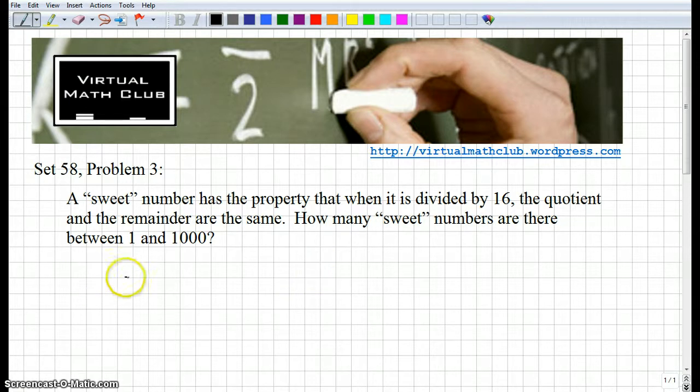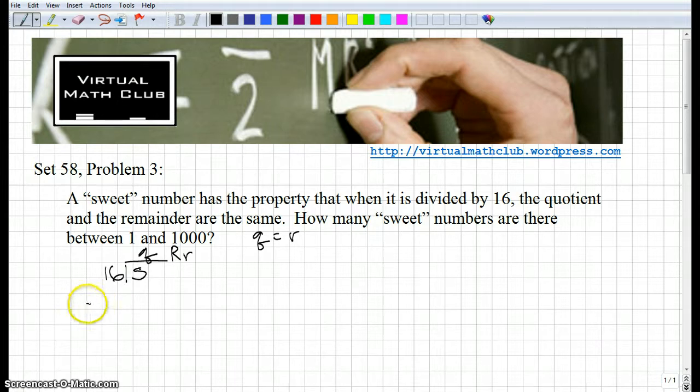Alright, so we take a sweet number and divide it by 16, and we get some quotient and then a remainder. We'll just say a remainder of r. And that quotient and remainder have to be the same, so q is equal to r.